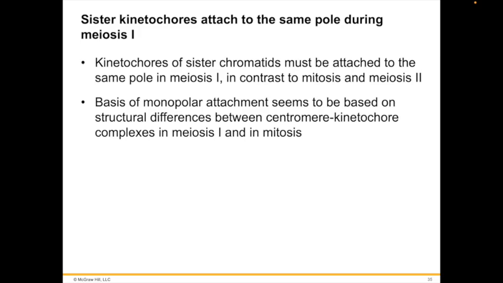Mitotic kinetochores visualized with the electron microscope appear to be recessed, making bipolar attachment more likely. Meiosis I kinetochores protrude more, making monopolar attachment easier. It is clear that both the maintenance of sister chromatid cohesion at the centromere and monopolar attachment are required for the segregation of homologs that distinguishes meiosis I from mitosis.